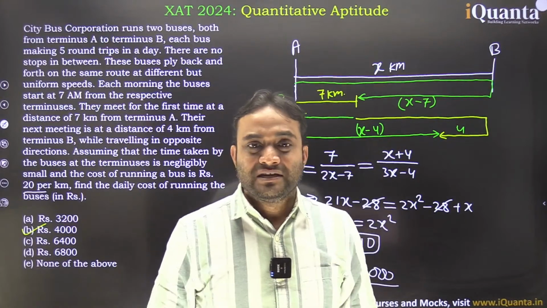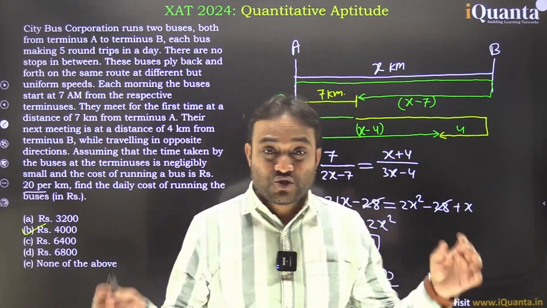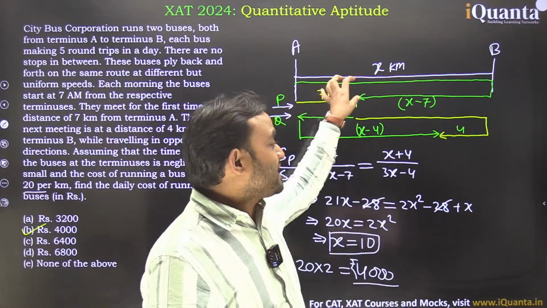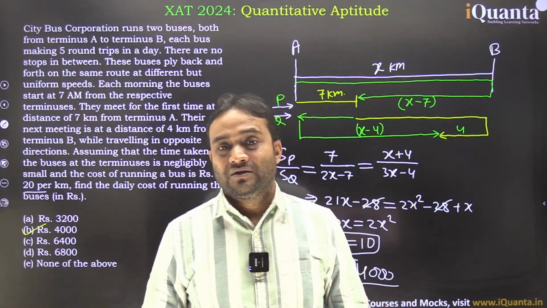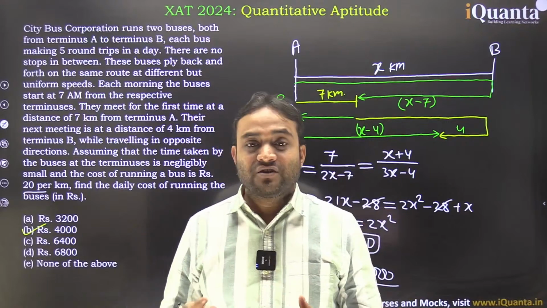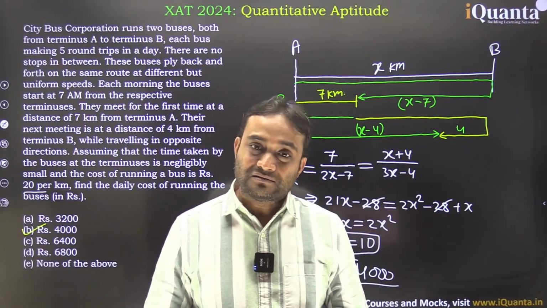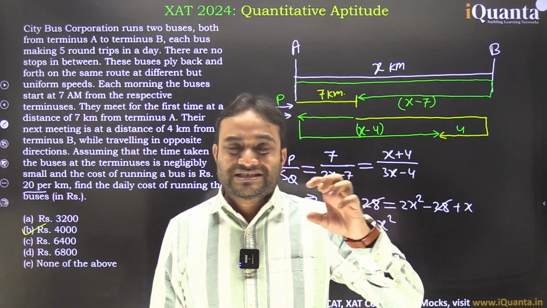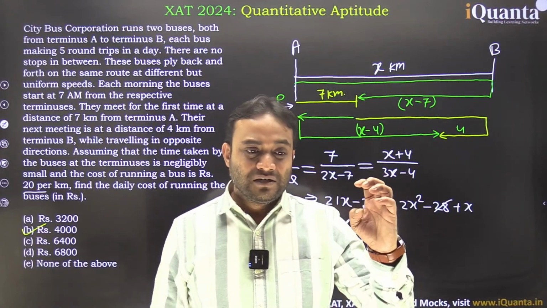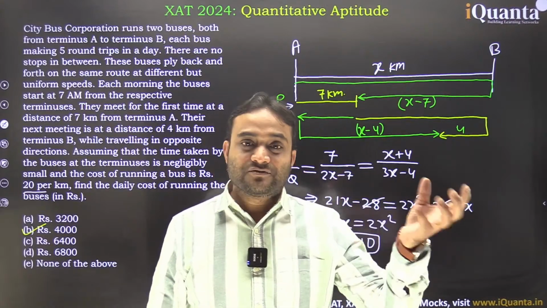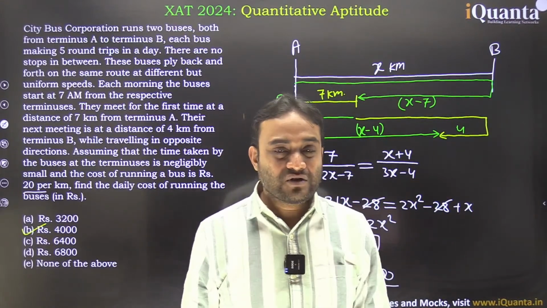Can we say this? That these two buses together will cover 2x distance for the first meeting, and these two buses together will cover 4x distance for the second meeting. Is that clear? Whatever distance is covered in the first meeting, in the second meeting the distance will be twice. Is this clear to everyone?